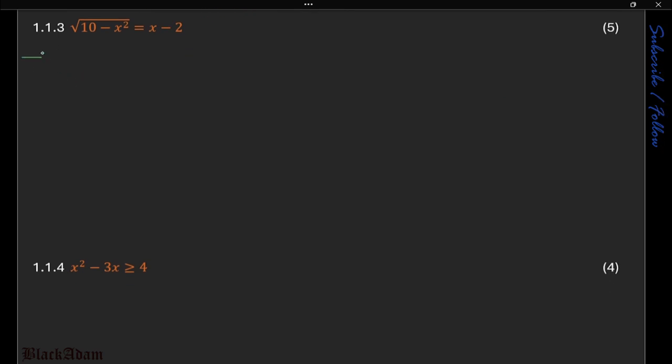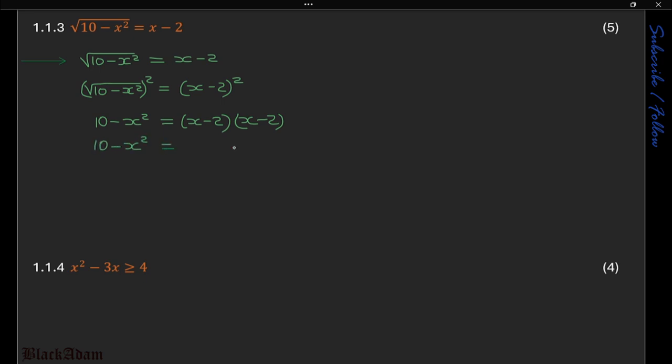And 1.1.3, what we have to do is rewrite the original equation: root of 10 minus x squared equals x minus 2. So we square both sides: the root of 10 minus x squared, squared, equals x minus 2, squared. The root cancels out, so we have 10 minus x squared equals x minus 2 times x minus 2 again. So that's x times x, that's x squared, x times negative 2 is negative 2x, negative 2 times x is negative 2x, negative 2 times negative 2 is positive 4.